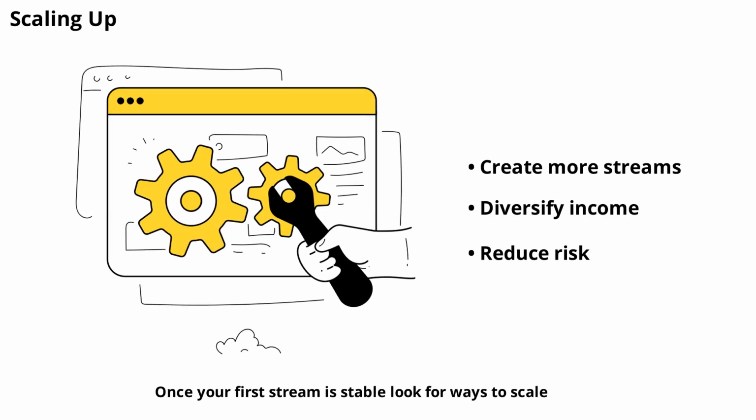Once your first stream is stable, look for ways to scale. This could mean creating more products, investing in additional properties, or growing your audience. Scaling increases your income and reduces your reliance on any single stream. Diversification is key to long-term success.